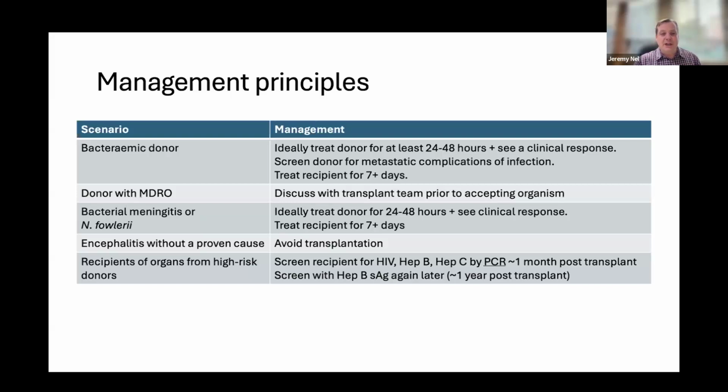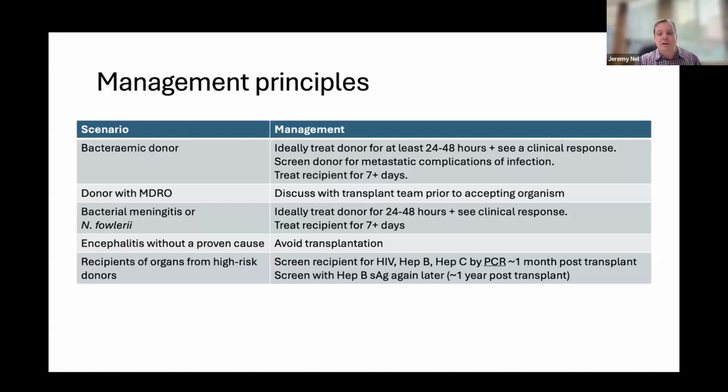What about bacterial meningitis or even Naegleria fowleri, which is that free-living amoeba? There's actually good evidence you can transplant them, but they still suggest you should try and treat the donor for 24, 48 hours and then transplant them and treat the recipient as well. Why? You think, well, if it's meningitis, what does it matter if I'm going to give a liver? The answer is that many times people with meningitis actually have systemic infection. So they have, say, strep pneumo meningitis, but they've also got strep pneumo in the blood, strep pneumo in the lungs or something like that. So that's why they're advised to give the antibiotics anyway.